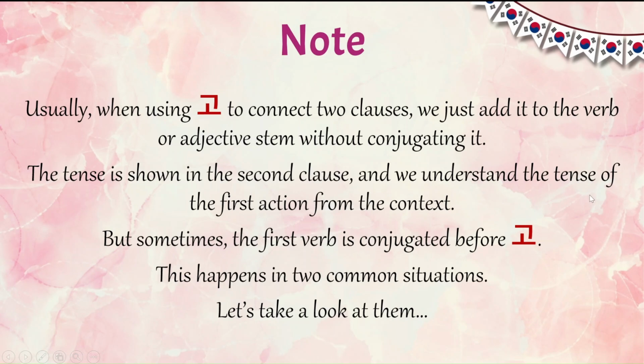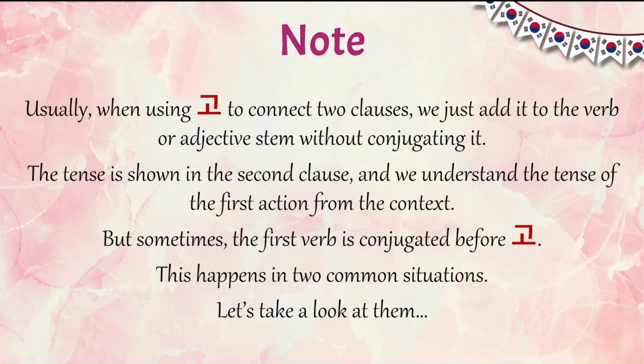And we understand the tense of the first action from the context. It is very easy. You indicate the tense of the sentence in the second clause, and it becomes easy for you to understand the tense of the first action or the first clause with the help of the context. If you don't get this, go back and look at all these examples that we have just seen. You'll understand what I mean.